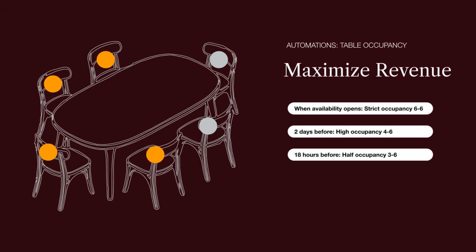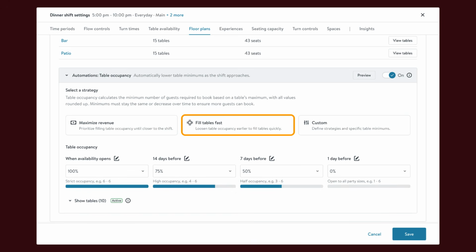Then, it will automatically adjust the table's capacity to 75% or 4 to 6 guests up until 18 hours before the shift, when it will loosen capacity further to 3 to 6 guests, providing even more opportunity to capture reservations on unfilled tables. Or you can choose to fill tables fast.